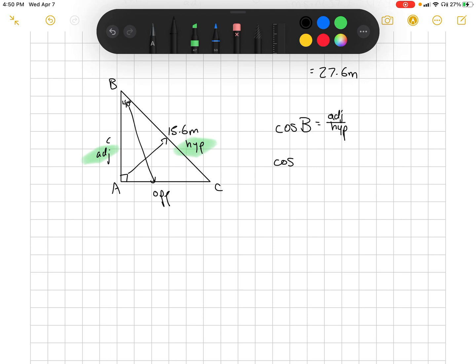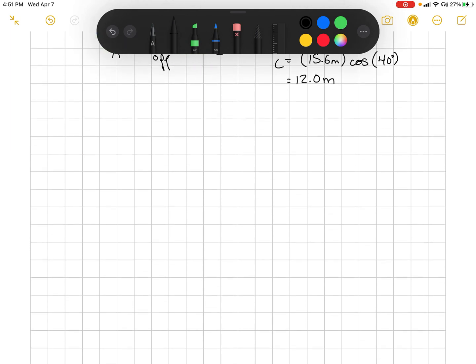So then cosine of our B, which is 40 degrees, is equal to our adjacent side C over our hypotenuse, 15.6 meters. Again, we're looking for C. So C is equal to 15.6 meters times the cosine of 40 degrees, which gives us C equal to 12.0 meters. Like I said, it's the exact same process. We're just using different numbers, different triangles, and a resulting different formula.